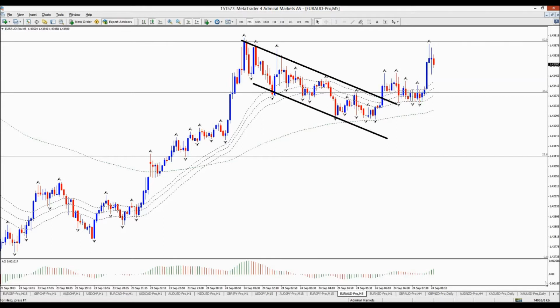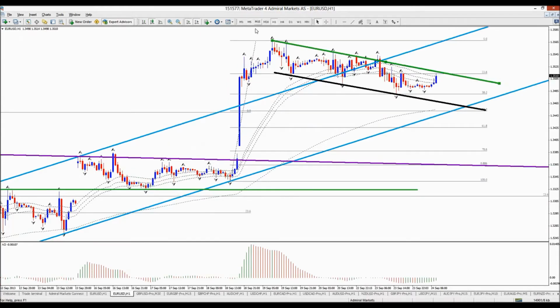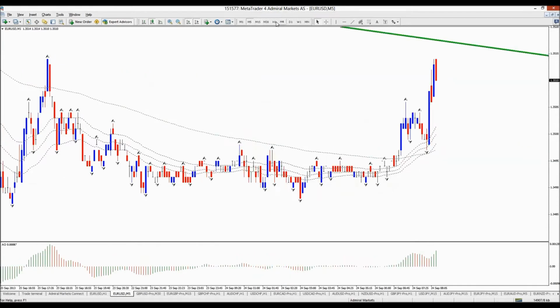The euro yen, euro dollar entry, let's take a look at that. I'm still waiting, in fact.